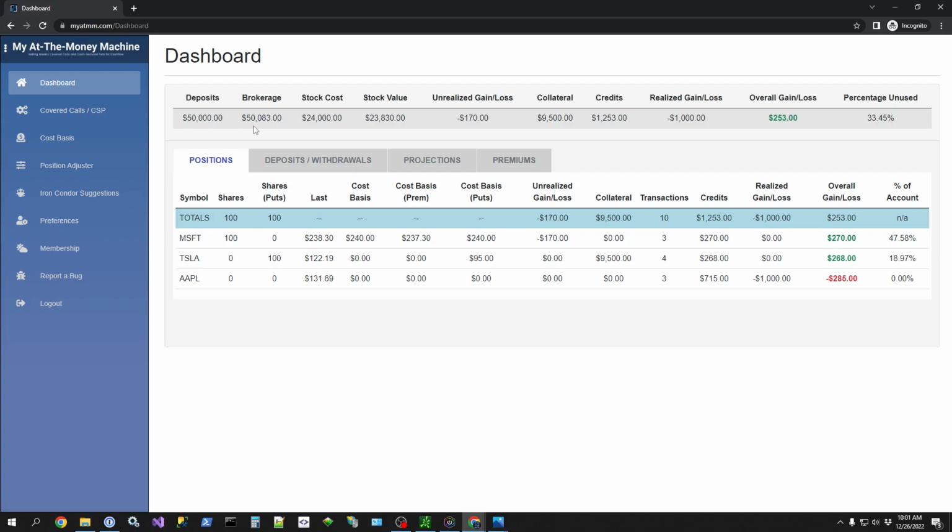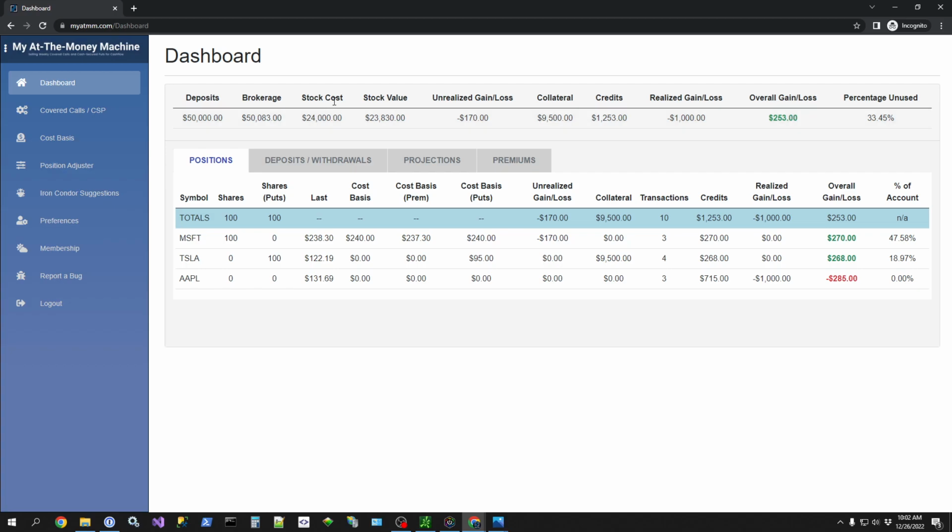It's like, okay, I'm showing 50,000 in my brokerage, and here it's showing 50,083. Or if it's showing 50,100 in your brokerage, but I'm showing 50,083, then chances are you're pretty darn close to having the same amount reflected in this web application as you do in your brokerage account. So that's an indicator to see if you're on target with what you're maintaining in your brokerage and what you're maintaining in this website.